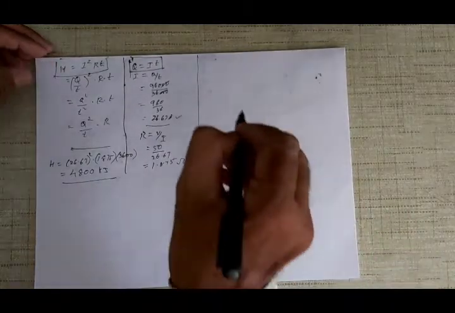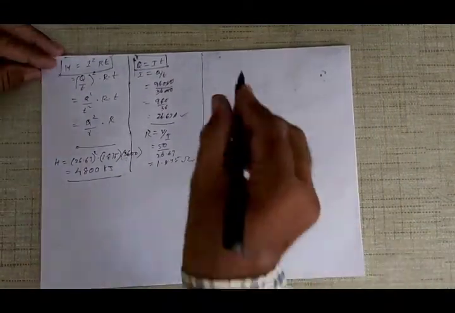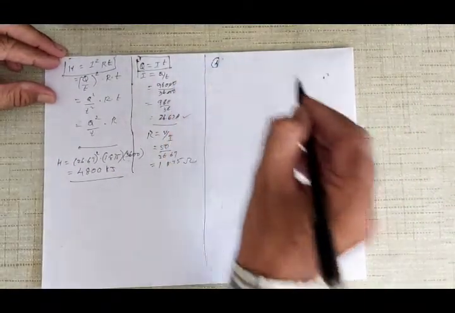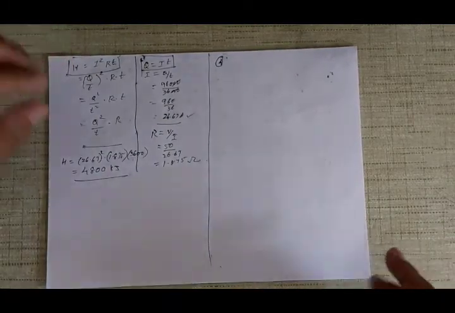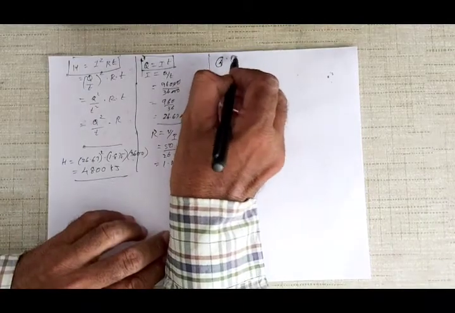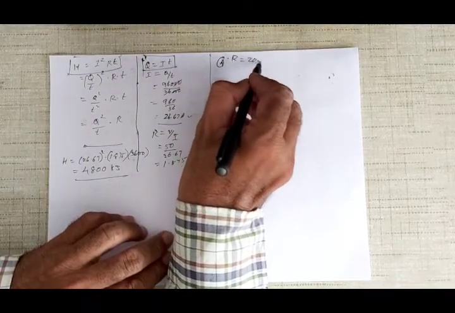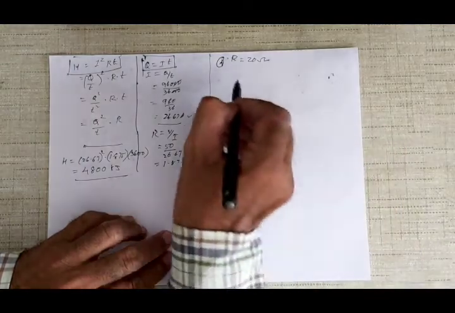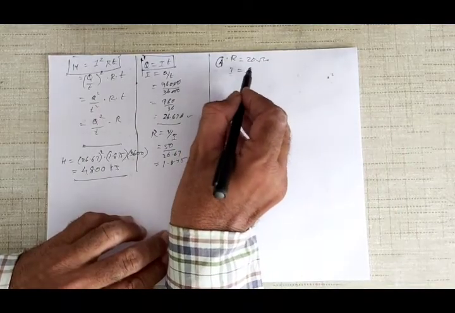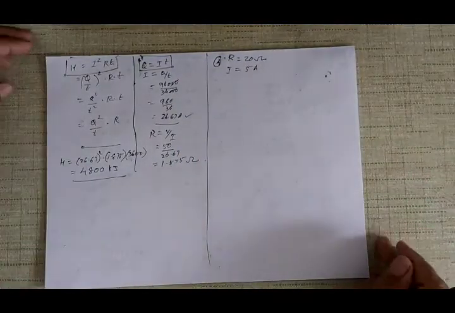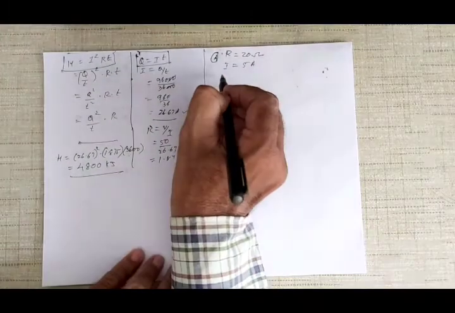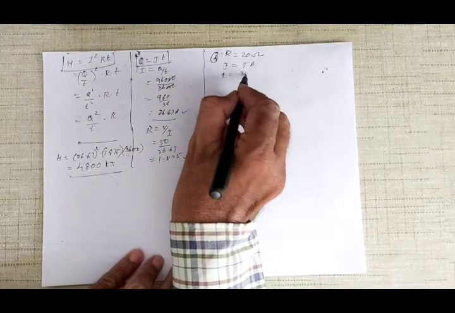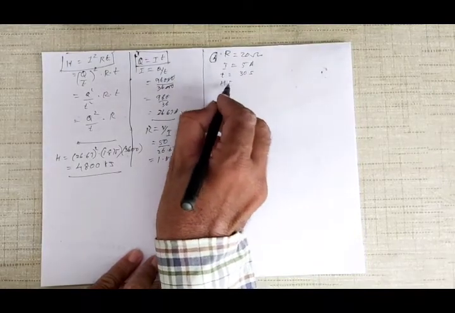There is another question there. This was question number 3. Let us do question number 4 on the same page. Question number 4 says an electric iron of resistance 20 ohms takes a current of 5 amperes. Calculate the heat developed in 30 seconds. So your time is equal to 30 seconds, and calculate the heat energy developed.